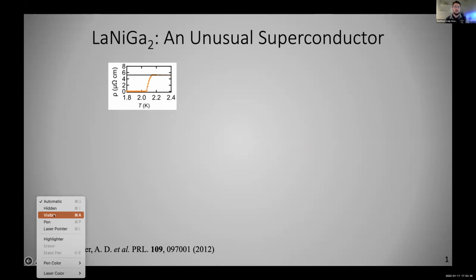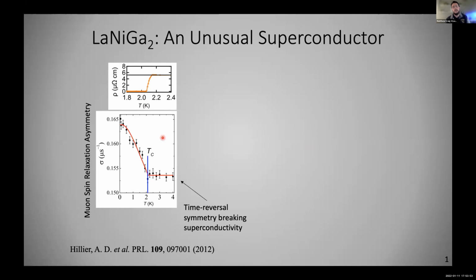So this material is a very interesting and unusual superconductor. At this superconducting temperature of 2 Kelvin, it also has a sharp increase of what is called the muon spin relaxation signal. And this essentially says that the superconducting state has a magnetic field associated with it. And that implies that the superconducting state itself breaks time reversal symmetry. And that's very unusual because BCS superconductivity relies heavily on time reversal symmetry. So this is obviously a non-BCS superconductor.